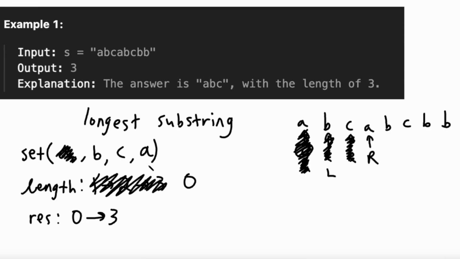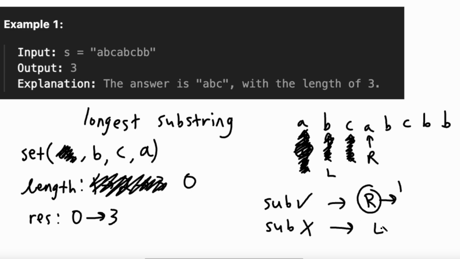We keep going with this pattern: if the substring is valid, then we move the right pointer by 1. If the substring is not valid, then we move the left pointer by 1. This ensures that we never reconsider duplicate computations, and we always move forward, meaning we will always get an O of n solution to match the time constraint.